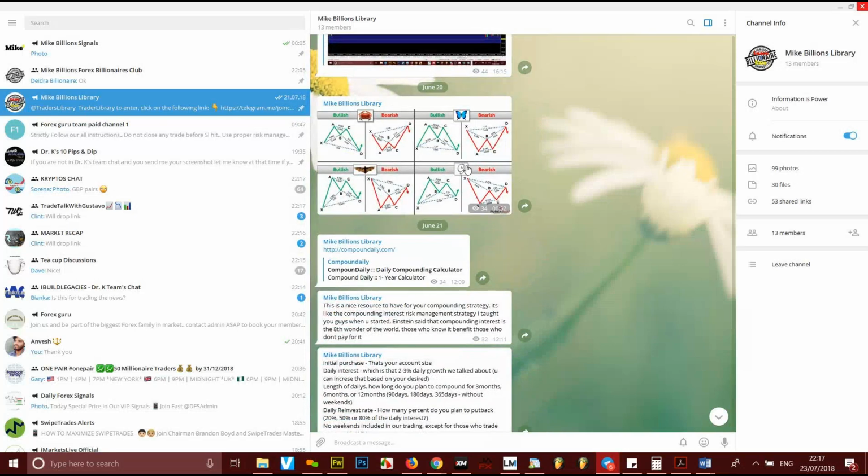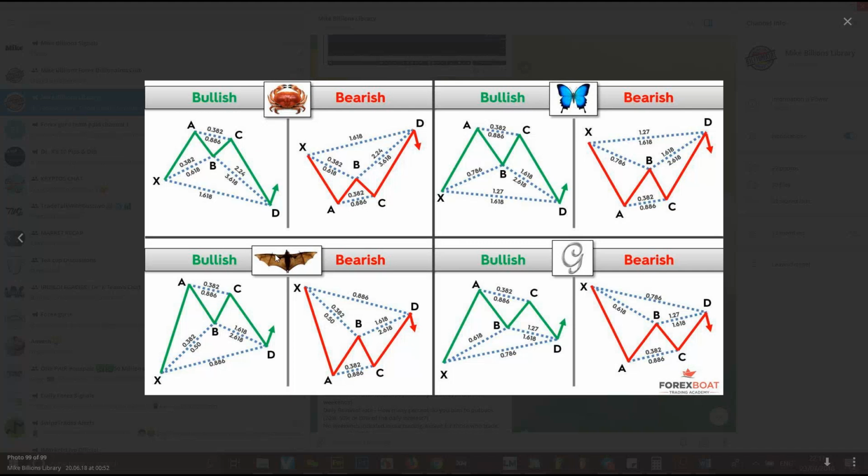Okay, found it. Yeah, that's the one I'm looking for. This is wider, bigger, and clearer. Now, if you look at this, this is the bullish crab, right? So it's saying that there is a pullback. I mean, there's an impulse leg, and then there is a pullback. The pullback of that impulse leg should be at least 38.2 or 61.8, which is what we have here.